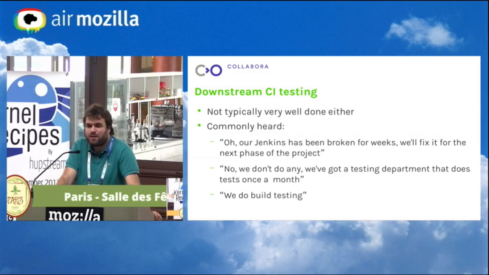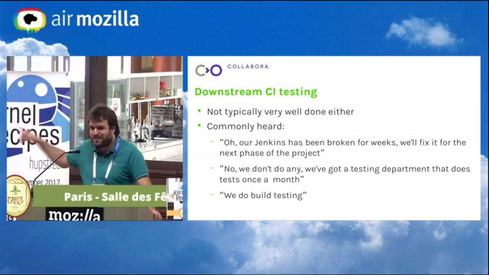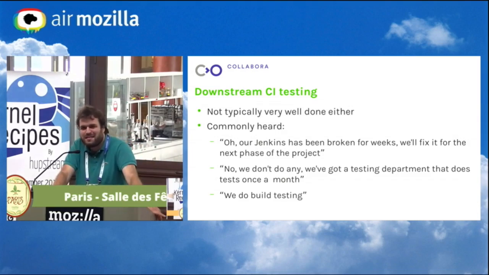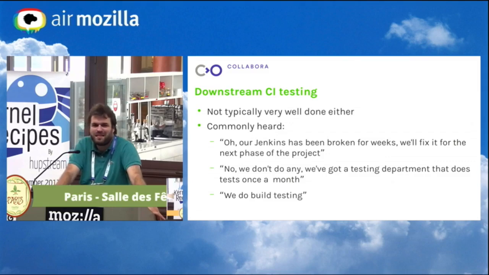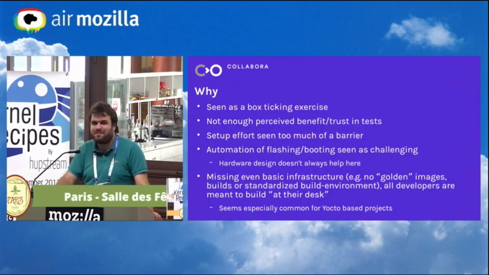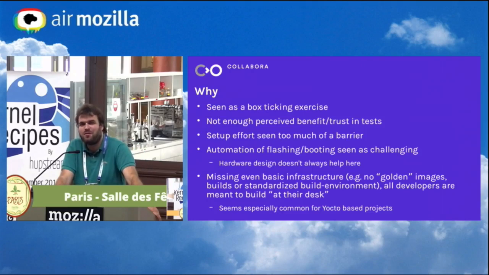We've heard from, and these are quotes from actual living, breathing customers: Oh, our Jenkins server has been broken for weeks, but we'll fix it in 3 months in the next phase. Or we have a testing department, right? They'll test when we do a release in 3 months. Or we do build testing, right? We build it, it builds, it's okay, it's done. That's not enough.